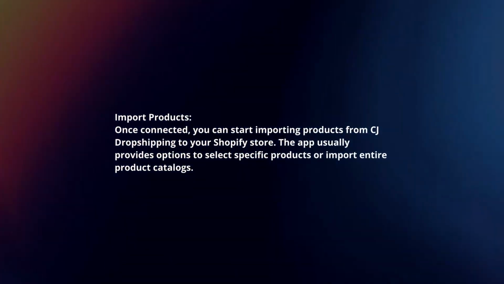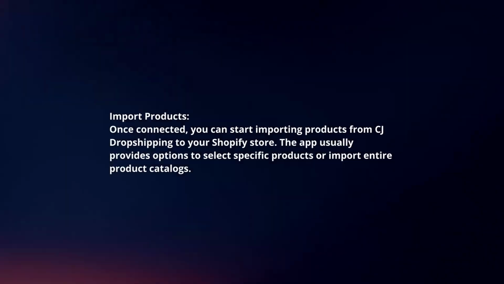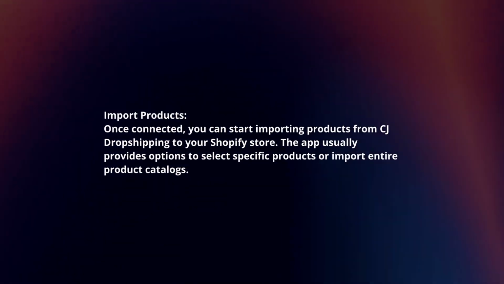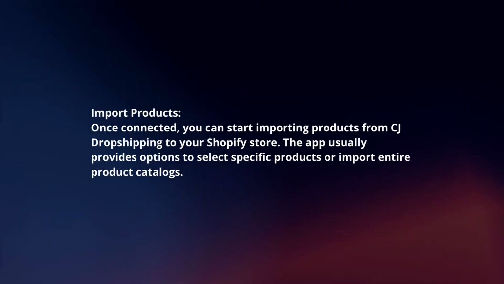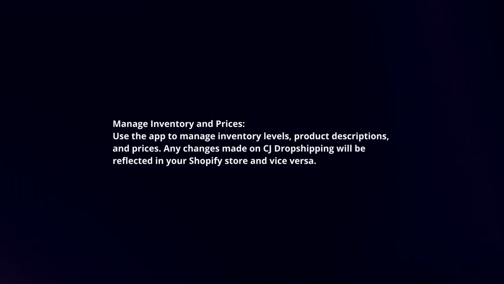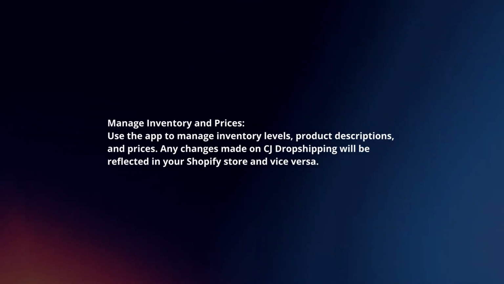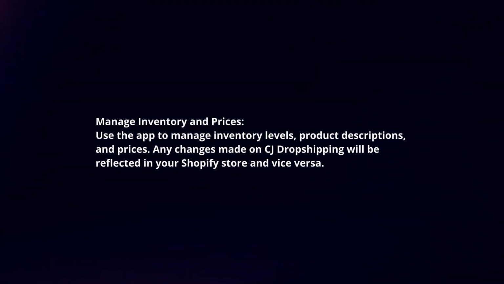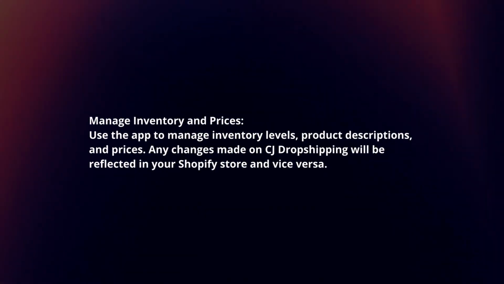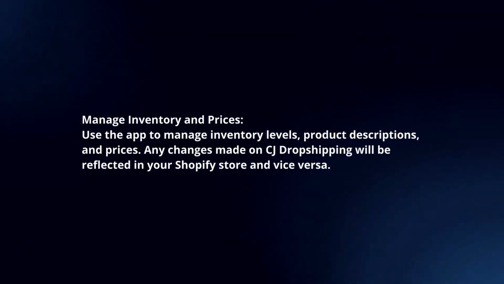Import products. Once connected, you can start importing products from CJ Dropshipping to your Shopify store. The app usually provides options to select specific products or import entire product catalogs. Manage inventory and prices. Use the app to manage inventory levels, product descriptions, and prices. Any changes made on CJ Dropshipping will be reflected in your Shopify store and vice versa.